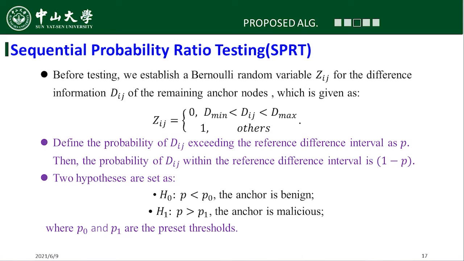In the latter stage, we make the sequential probability ratio testing. Before testing, we establish a Bernoulli random variable, Zij, for the difference information Zij of the remaining anchor nodes. When the probability P is less than P0, then we accept hypothesis 0, which means that the anchor is benign. When the probability P is greater than P1, then we accept hypothesis 1, which means that the anchor is malicious. Here, P0 and P1 are predetermined values.